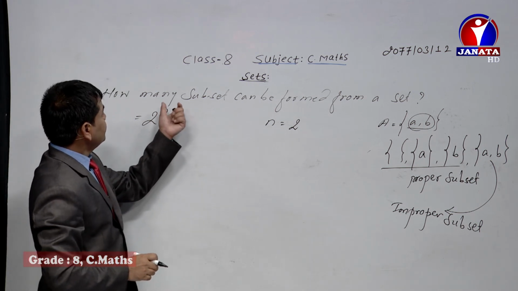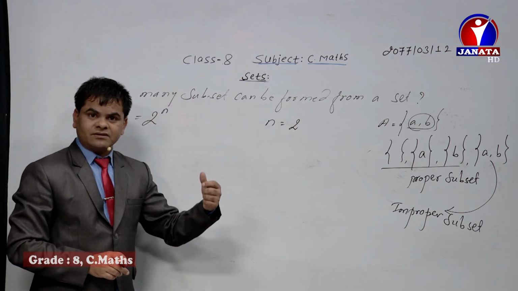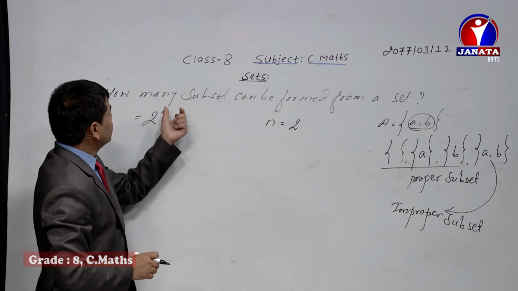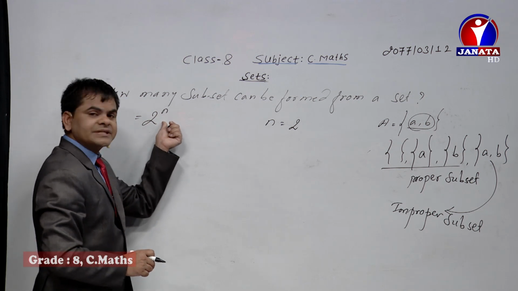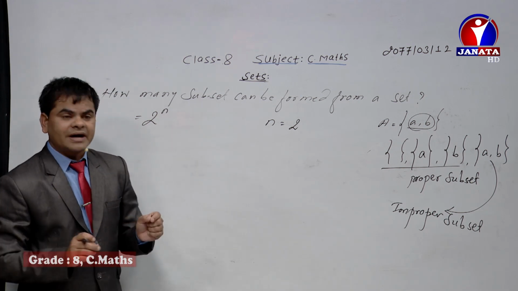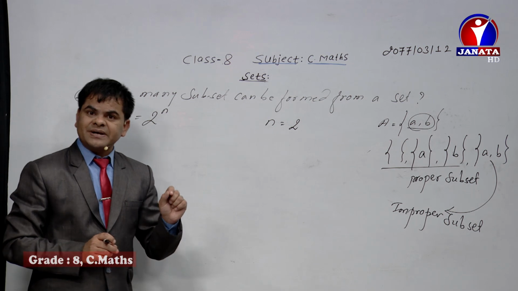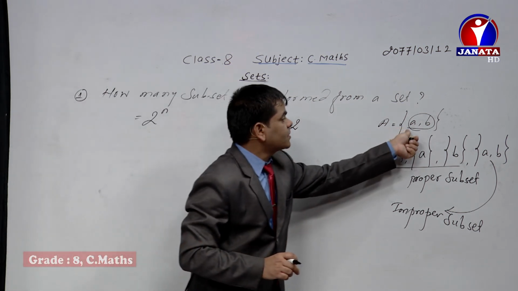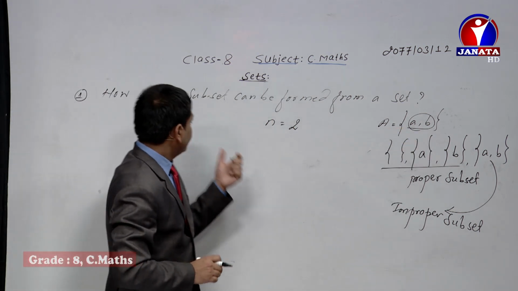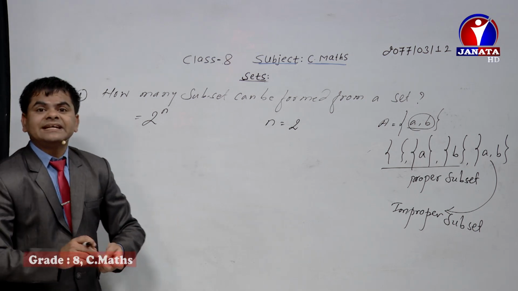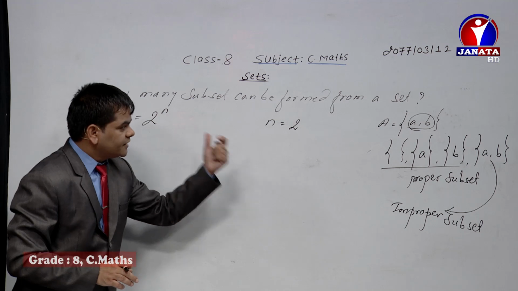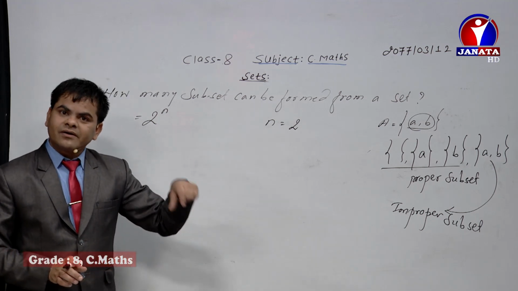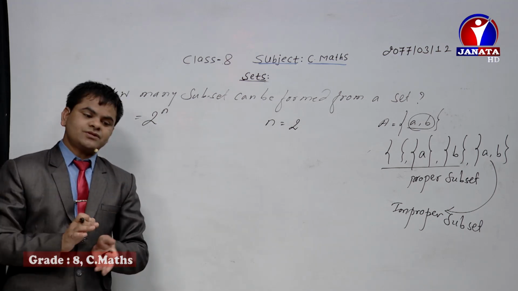That means if we want to take out the subsets not in detailed form, just in the form of a countable number, then by using the formula 2 to the power n, where n represents the number of elements contained in that set, we can easily find out how many subsets are there in that set, as either proper subsets or improper subsets combined together.